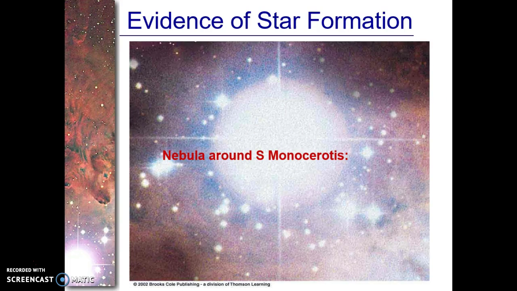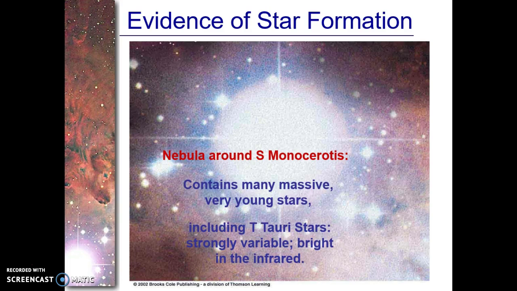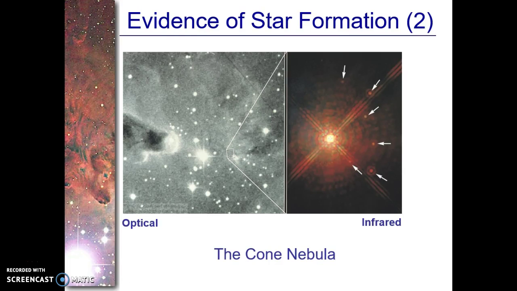So, evidence of star formation. In this constellation, we have nebulas that arise. They contain many massive, very young stars, including T Tauri stars, which are strongly variable and bright in the infrared. We also have, in the Cone Nebula, a young, very massive star here. This picture is from this little cross section right there. In the optical, we can't see it, but in the infrared, look at that. And look at all these little star formations going on at the same time.